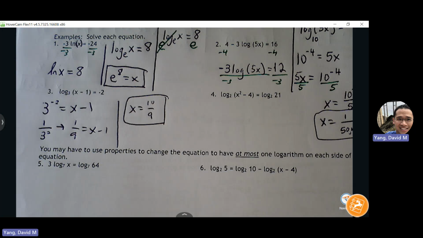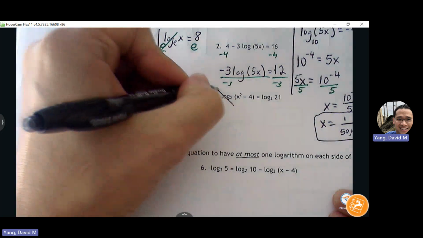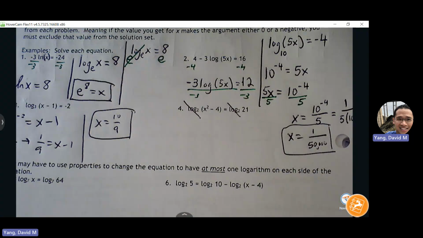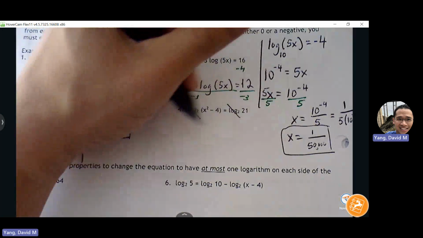Now, number 4, what do you notice about this problem? Both sides have what? The same base. The same log of the same base, which is nice because that will allow us, remember, anything we do to one side, we can do to the other side, same idea. Anything we remove from one side, if we remove the same thing from the other side, this feels like an easier problem. Like the x squared minus 4.